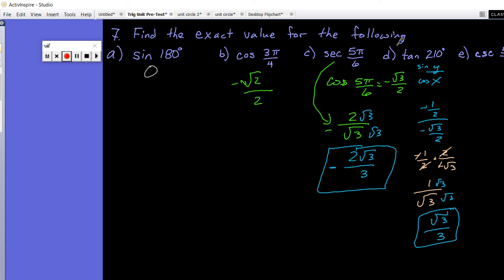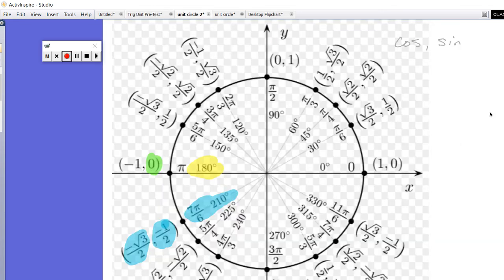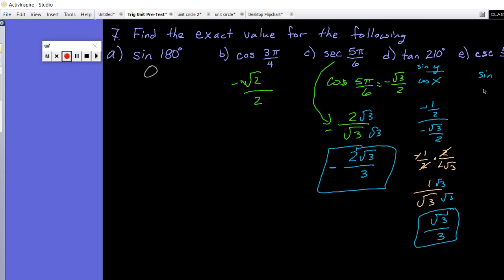Part E, the cosecant of 5 pi thirds. So that's the reciprocal of sine. So I'm going to find the sine of 5 pi thirds. So 5 pi thirds is right here. And the sine value is negative square root of 3 over 2. So remember, the sine is the second one. So sine is negative square root of 3 over 2.